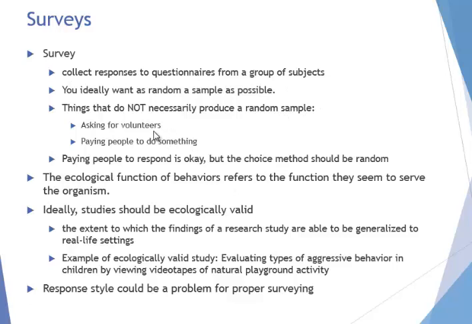Now, ways to get people to answer your surveys include asking for volunteers or paying people. But when you do that, you still want to try to get as random a sample as possible. If you ask for volunteers, you may get people who don't have jobs and don't have other things to do, who aren't busy. People with jobs and families may not have time to volunteer to answer the survey. Paying people to do it is okay also, but again, you might skew it toward people who need the money.